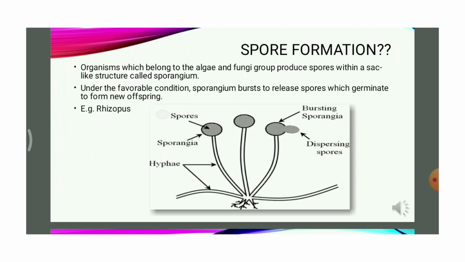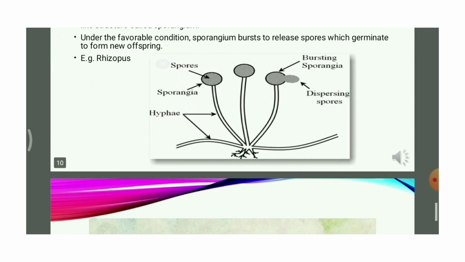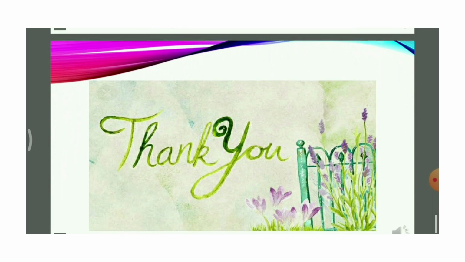So here we can see there is a sporangium which, at favorable condition, bursts out to release spores which germinate to form new offspring. So basically the spores under favorable condition will germinate into a new offspring. An example we can take is Rhizopus. So this is all about asexual reproduction.